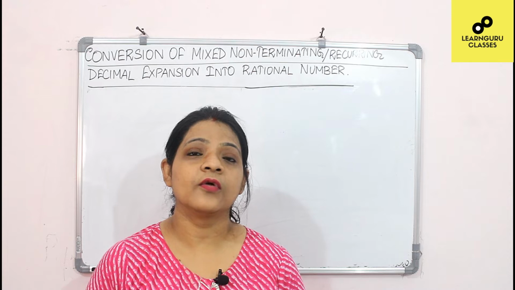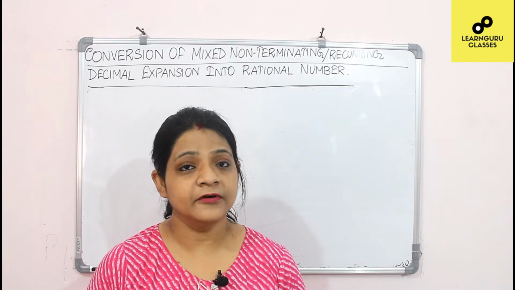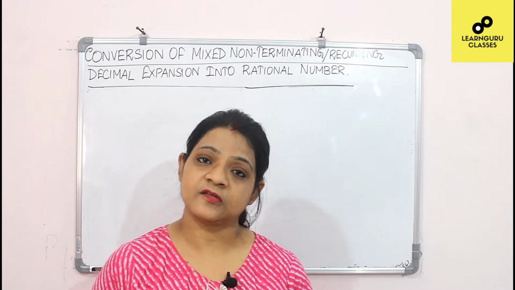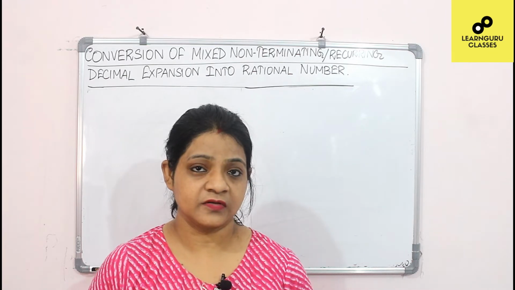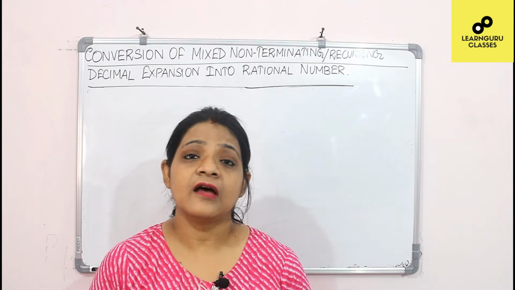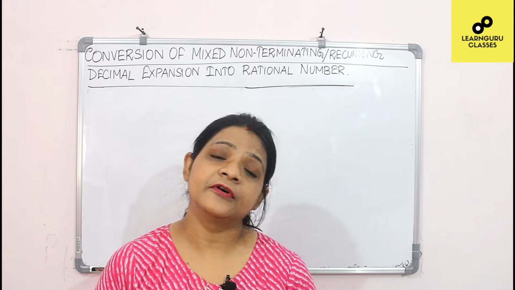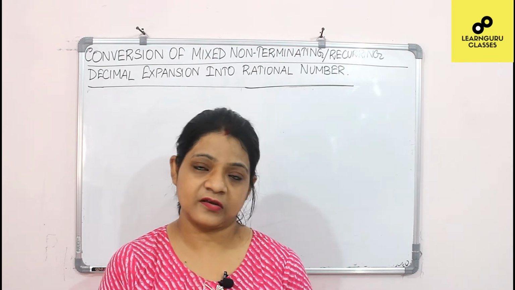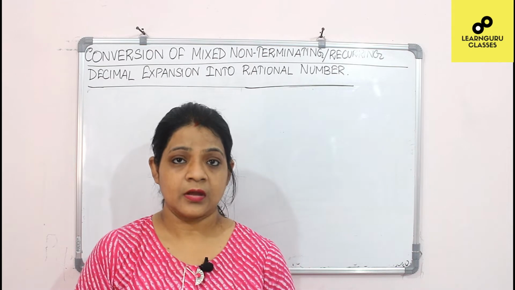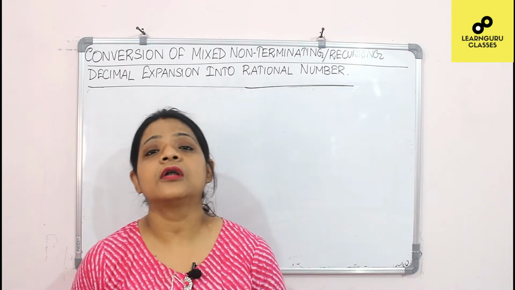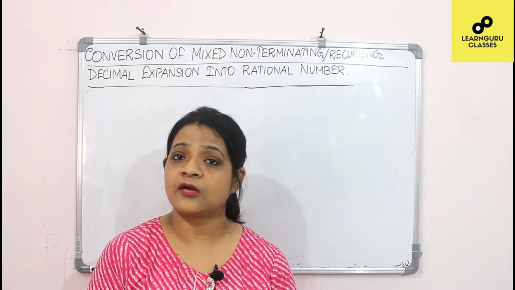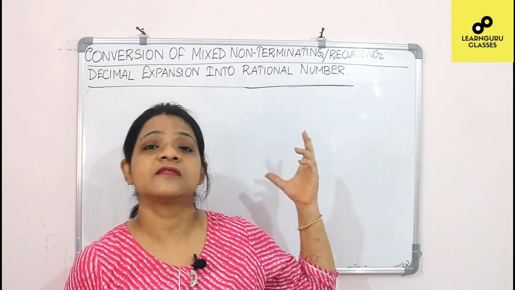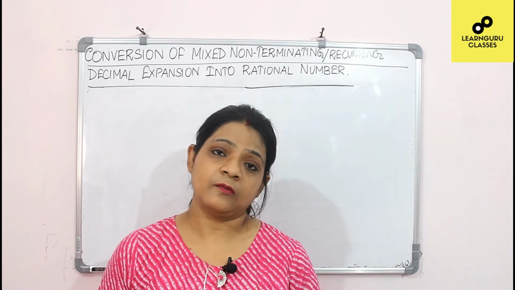So today we are going to discuss how to convert a mixed recurring decimal or non-terminating decimal expansion into rational numbers. In the last class we covered how to convert a pure non-terminating decimal or recurring decimal expansion into a rational number. As we know, a non-terminating decimal expansion can also be termed as a recurring decimal expansion. So how does a mixed recurring decimal look like?